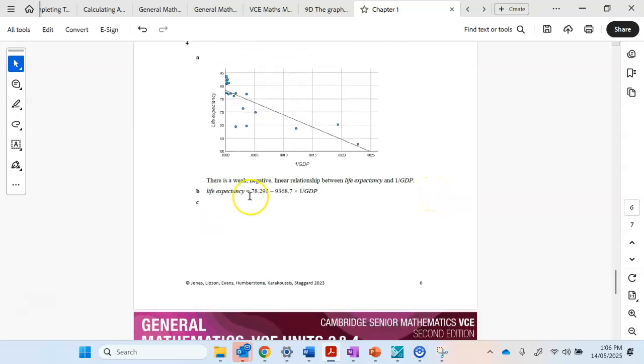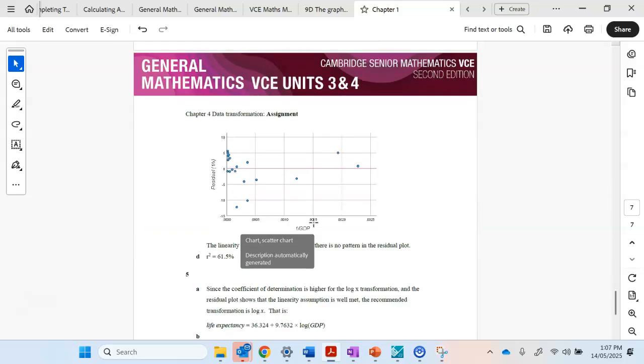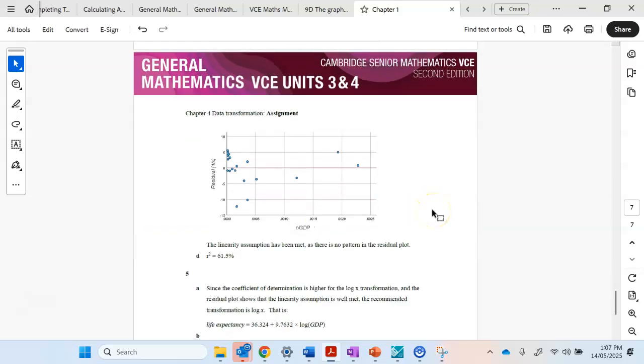All right, so life expectancy is equal to, so when you did your regression, you should have got these values to 5 significant figures. Just making sure your variables are written as the variables, not x and y. All right, here's our residual plot. All right, saying there's no pattern, so the linearity assumption has been met. And then we've got our R squared value.